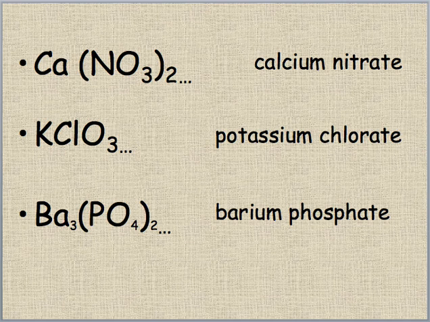We have to multiply barium by 3. So 3 times a +2 charge gives you +6. Phosphate's charge is -3, so we have to multiply it by 2 to give us -6. And that gives us a total charge of 0. So I told you the other day that when we do bonding, we have to have the net charge of 0.